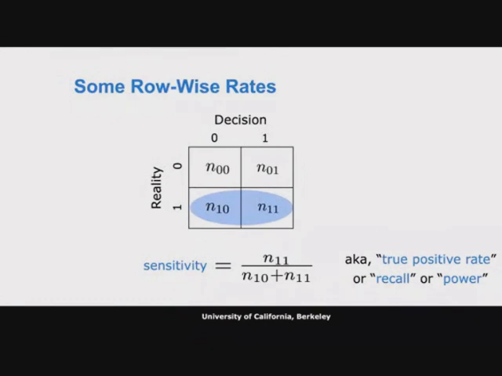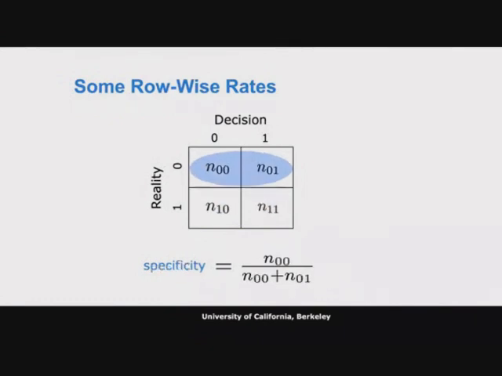But they are row-wise, the second row in our table. The first row in our table, if we take that same fraction, is called the specificity. This is the number of cases where reality is 0. How many times did you make the right decision there? You said 0. So in the coronavirus case, this is people who don't have the coronavirus. How many times did you say, no, you don't have the coronavirus? A test could be really highly sensitive if you just say everybody has the coronavirus.